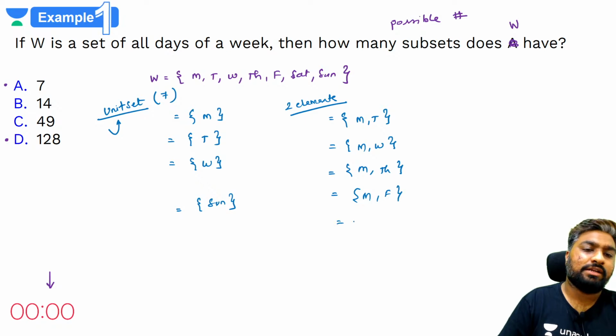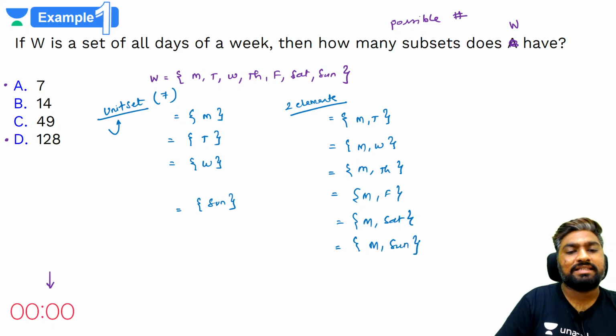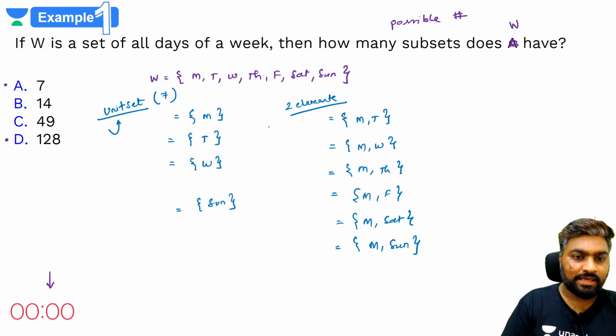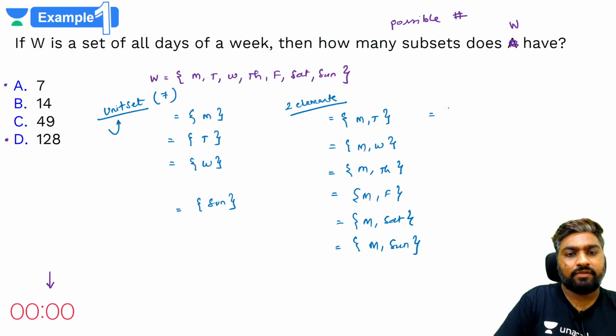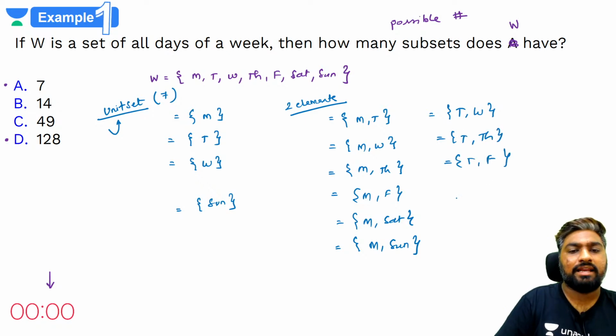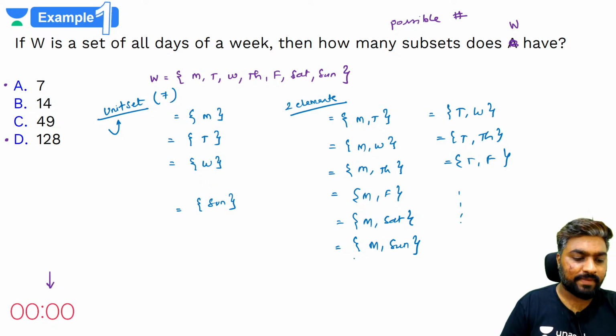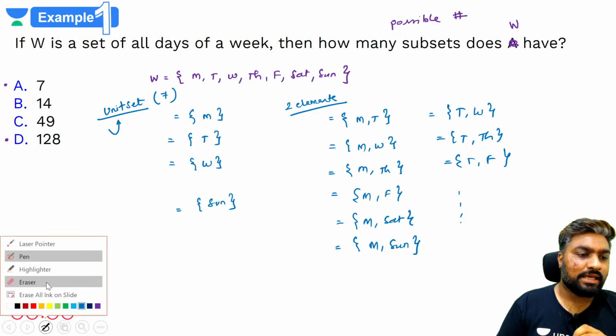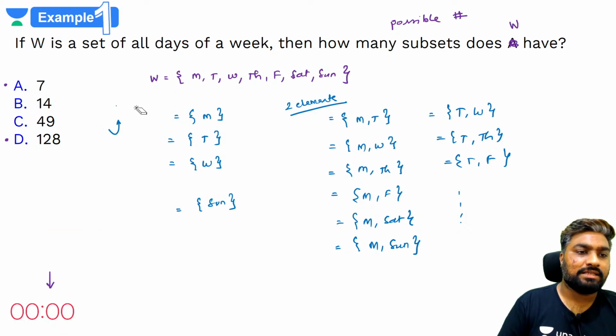So what are we basically doing? We are basically selecting 2 terms out of the given 7 terms, correct? Yes or no? Same way we can have Tuesday and Wednesday, Tuesday and Thursday, Tuesday and Friday. Agreed, guys? So what did we do just now? We're selecting two terms. Yes. So in other words, what is our answer going to be?